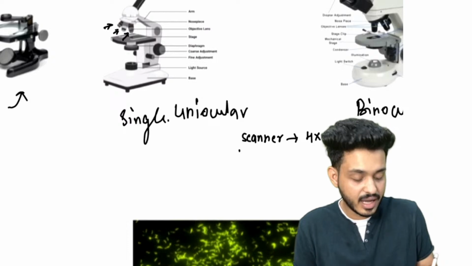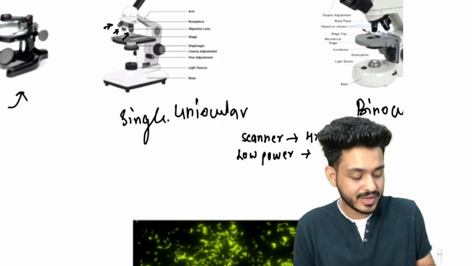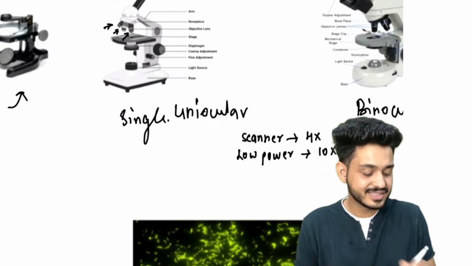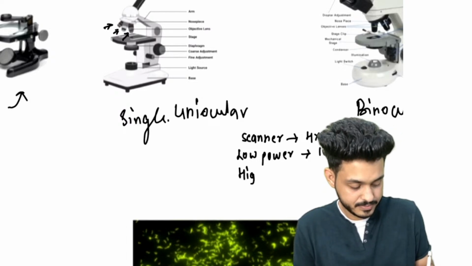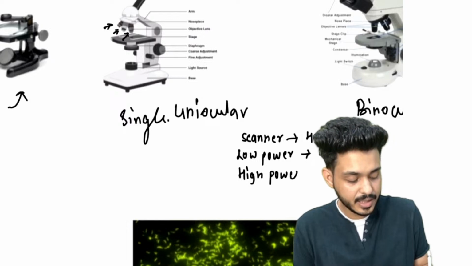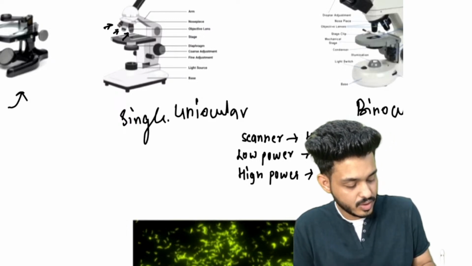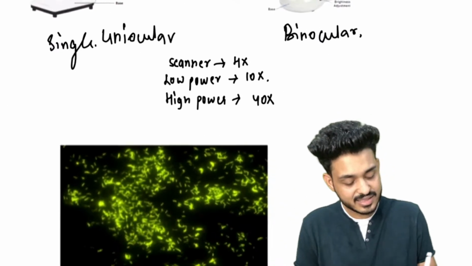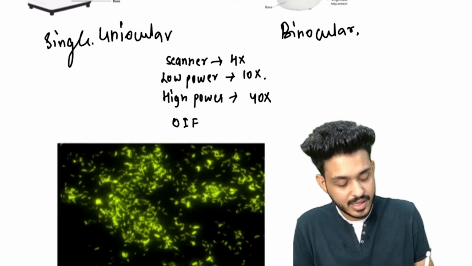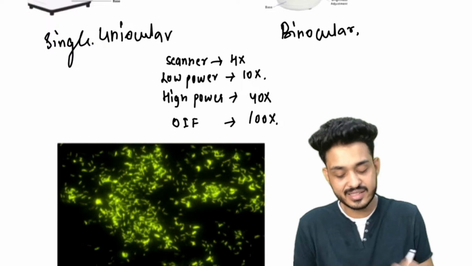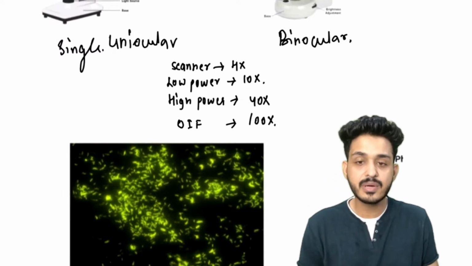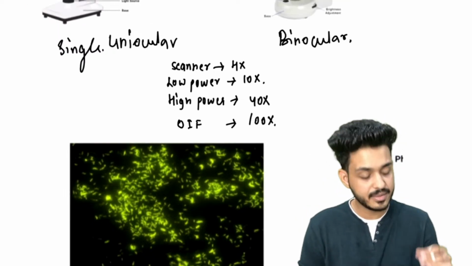Okay, if they ask you about the low power in the question, if they have written low power, then your answer will be 10x. If they have written high power, then your answer will be 40x. If they are asking about oil immersion field, then your answer will be 100x. Can anyone tell me what is the maximum magnification that you can get from a light microscope?